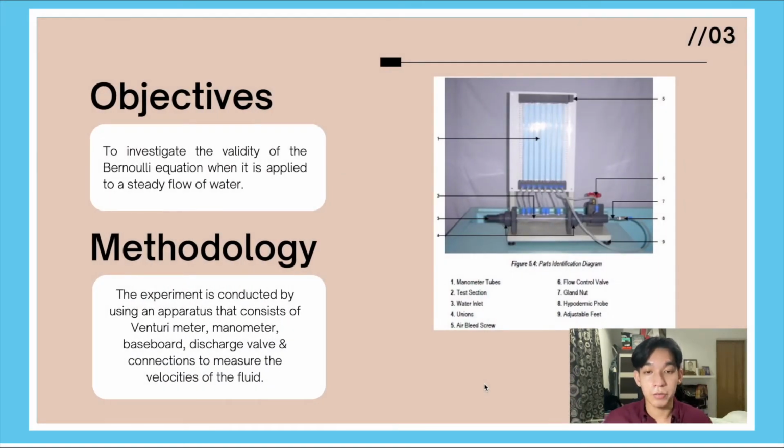The objective of this experiment is to investigate the validity of the Bernoulli equation when it is applied to a steady flow of water. The experiment is conducted using an apparatus that consists of a venturimeter, manometer tubes, test section, water inlet, unions, air bleed screw, flow control valve, gland nut, hypodermic probe, and adjustable feed.